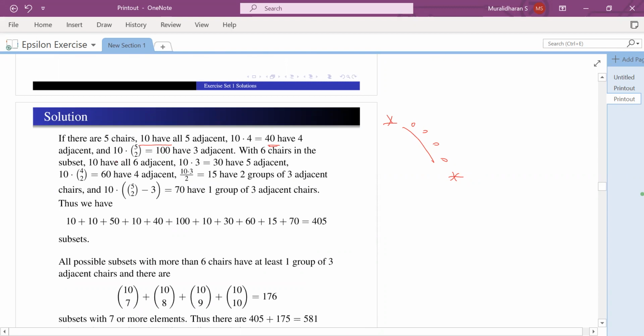And again, three are adjacent, the remaining two are not adjacent, meaning the remaining two could be anything other than this one. So I can have 5C2 ways, I can choose any two of those chairs. I don't care whether they are adjacent or not adjacent. So again, there are 100 chairs like this one. So 5C2 into 100, three adjacent. And all six adjacent, 30 ways, similar thing. So if you add all of them, you get 405 subsets.